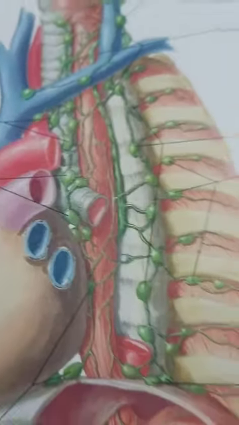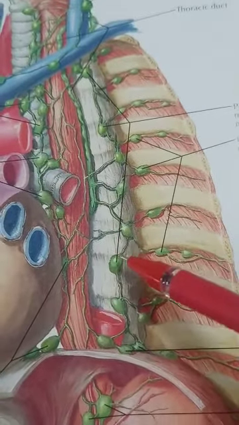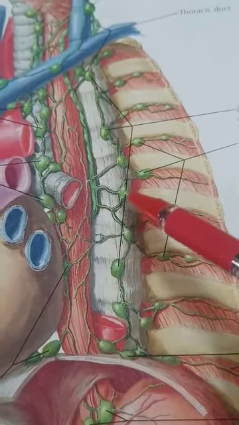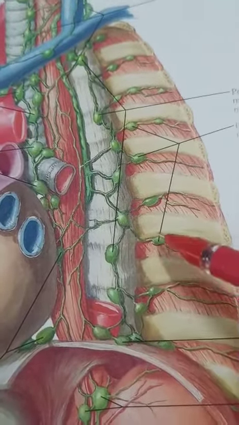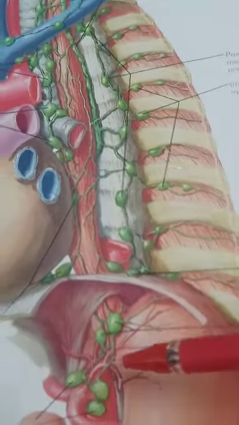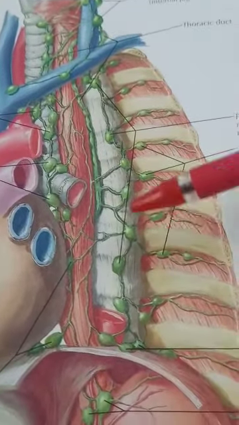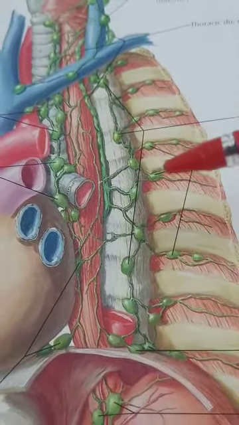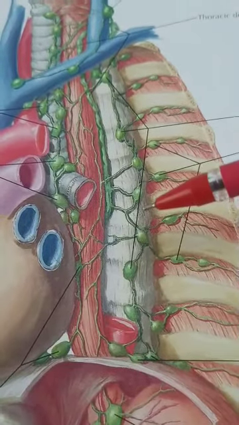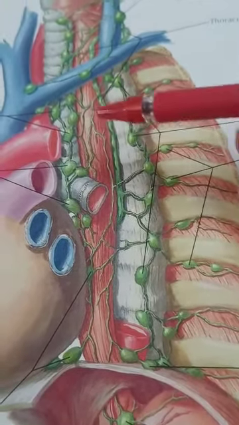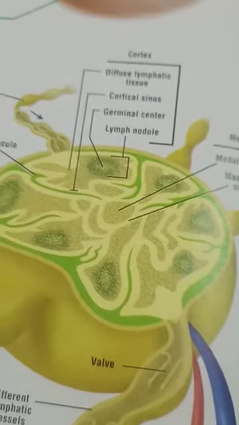The next is the lymph nodes. Here we can see these lymph nodes are bead-like structures which can be seen throughout our body. Throughout our body we can see the lymph nodes. The lymph nodes can be seen as a group or as single, solitary lymph nodes or as groups, and each lymph node.